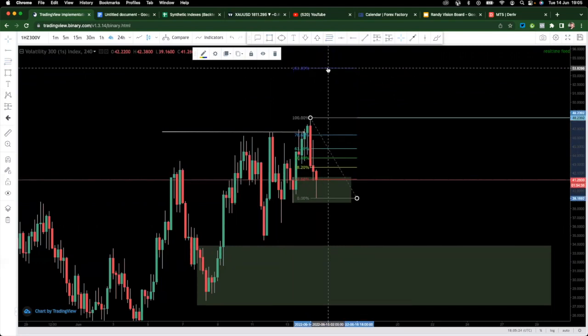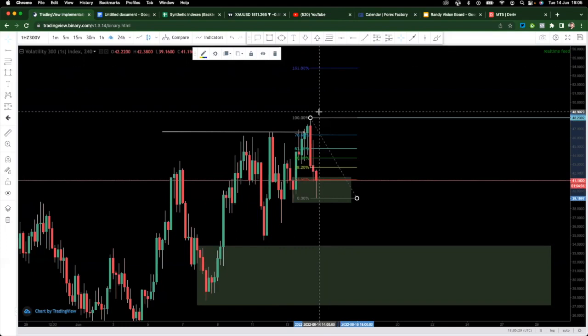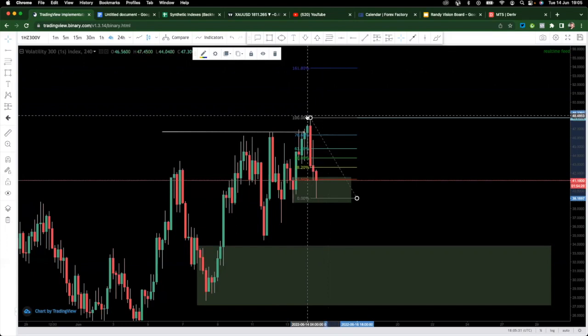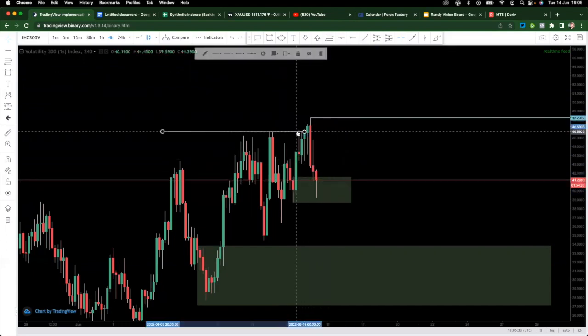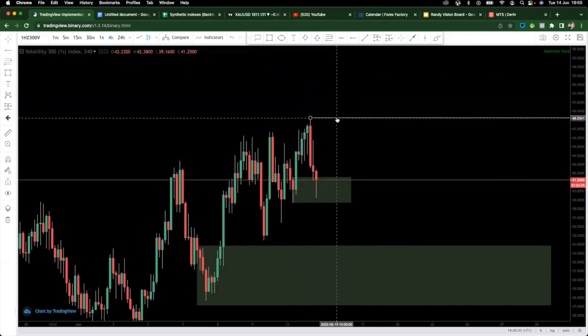Why the 161.8? Because market usually U-turns at this level. A lot of times I've seen market do this plenty of times. Okay. All right, guys. So that's VIX.